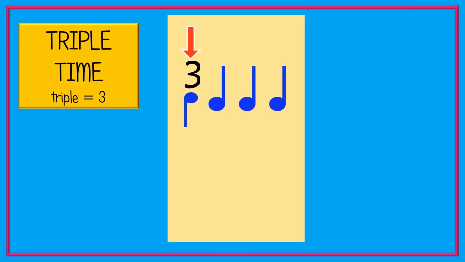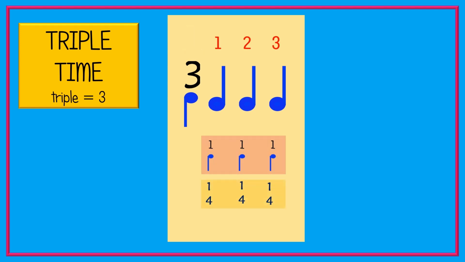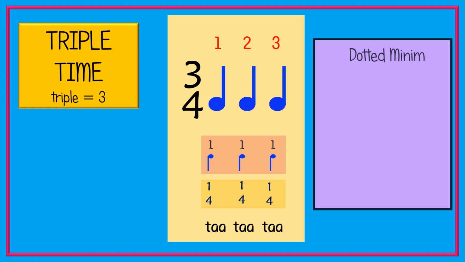Here we have triple time. There are 3/4 beats in each bar of music. Again, the 3 over a crotchet can be replaced with 3 over 4 since there are 3/4 beats in each bar of music. To clap the beats, you must say ta, ta, ta. We have a problem with triple time since there isn't a single note that is 3 beats long.